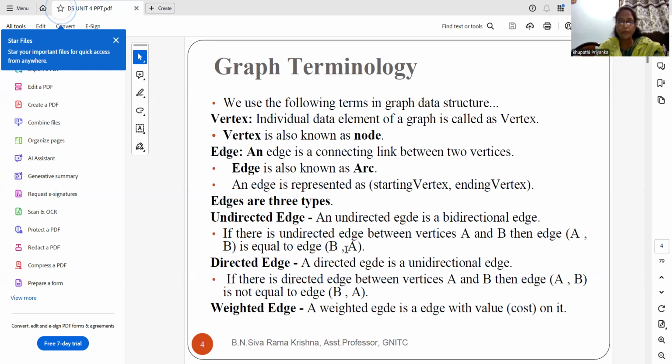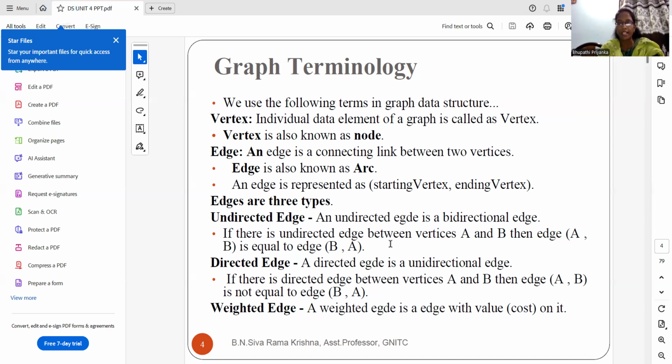Next, we have three types of edges. First one is undirected edge, second one is directed edge, and the third one is weighted edge. What is an undirected edge? An undirected edge is a bidirectional edge. If there is an undirected edge between vertices A and B, then edge (A, B) is equal to edge (B, A). What is a directed edge? A directed edge is a unidirectional edge. If there is a directed edge between vertices A and B, then edge (A, B) is not equal to edge (B, A), because we are mentioning the direction. Means the edge A to B gives one direction, but B to A, we don't have any direction.